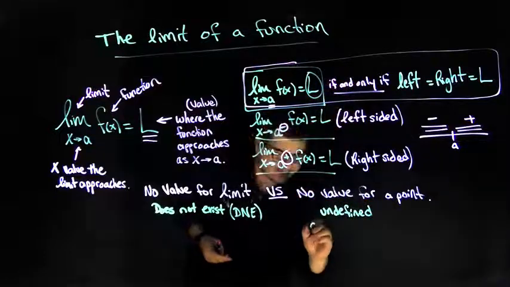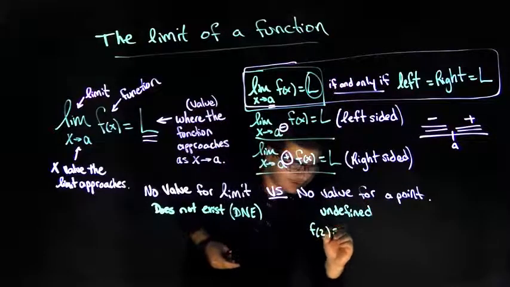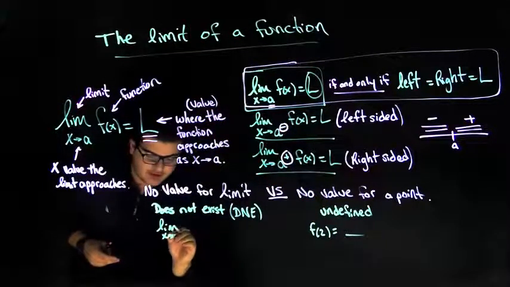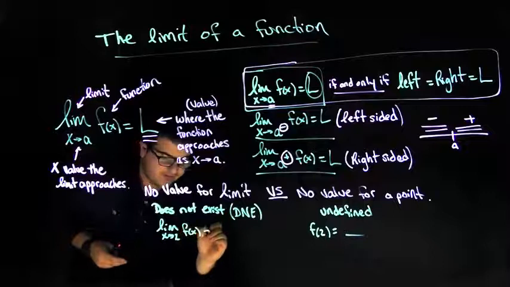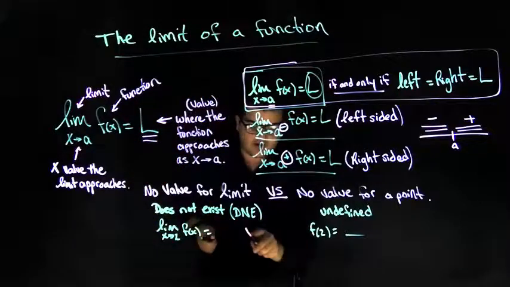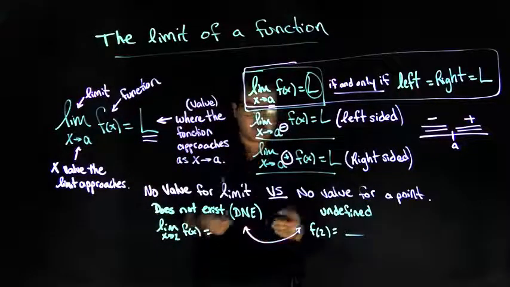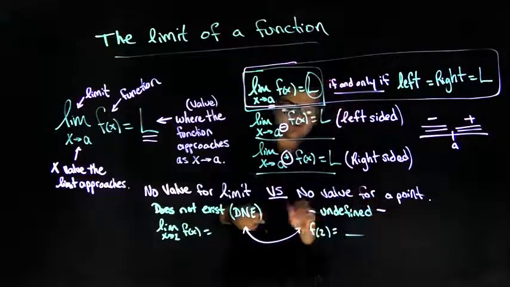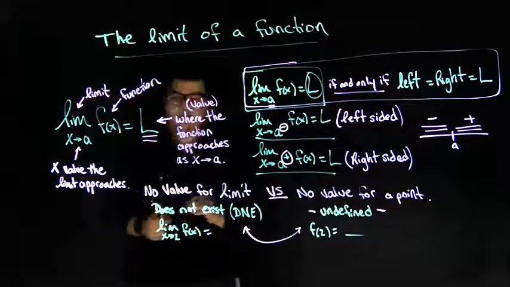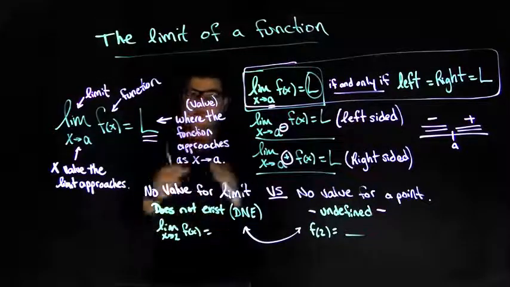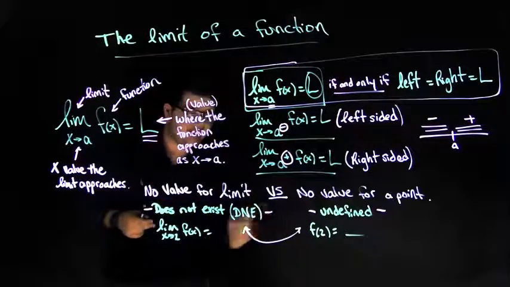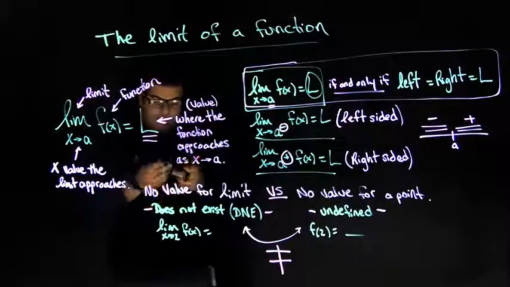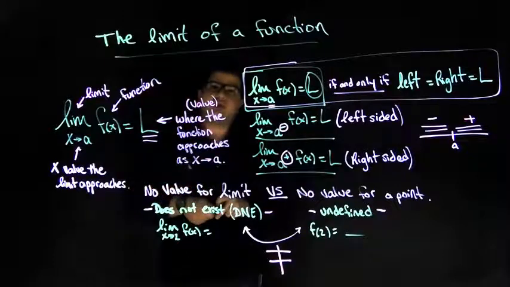So this is an example if I give you f of 2 and there's no value, versus if I give you the limit as x approaches 2 and there's no value. And these two things are not interchangeable. So if you're asked for a point like f of 2 and it's not there, you say undefined. If you're asked for a limit like this one as x approaches 2 and it's not there, you say does not exist. And these two things are not equal to each other. So just watch out for that while you do these problems.